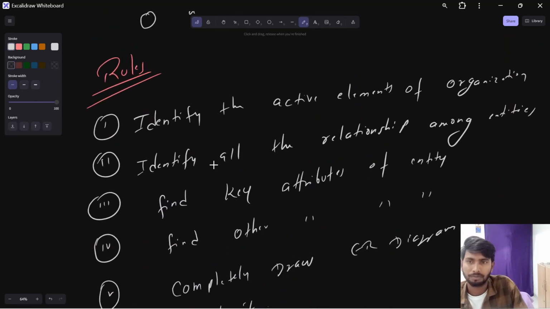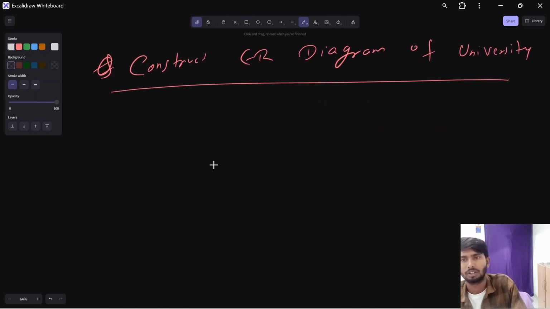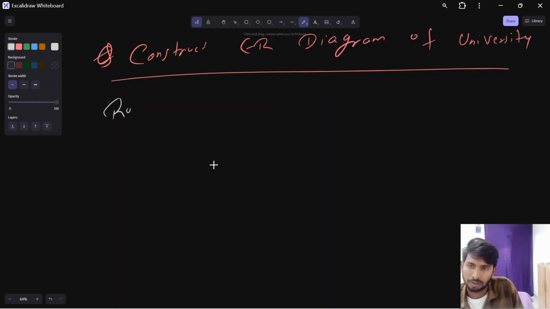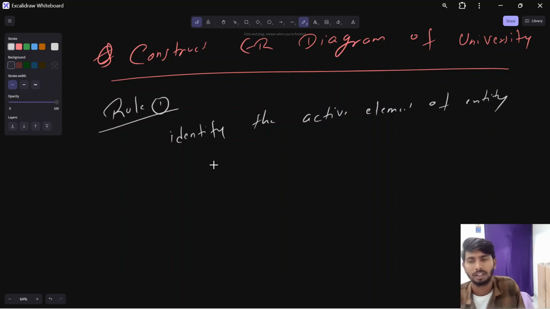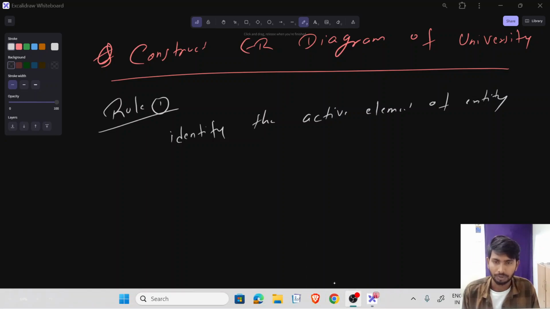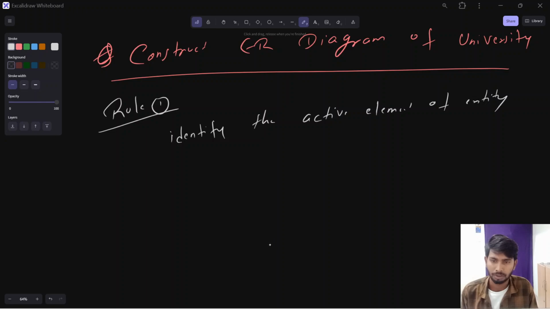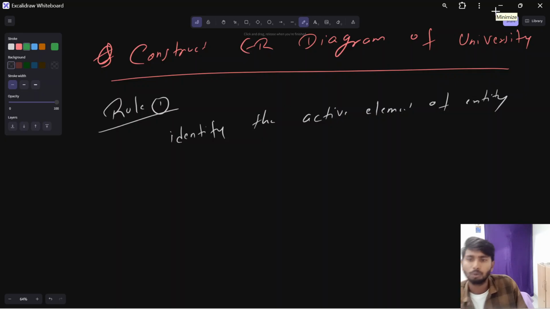Okay, so what do we have? Rule number one: identify the active element of entity. Let me check once if everything is okay. Voice is okay, video is also okay. Done. Then we have to talk about identifying the active element of entity.